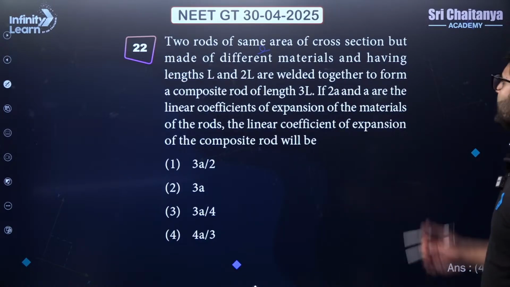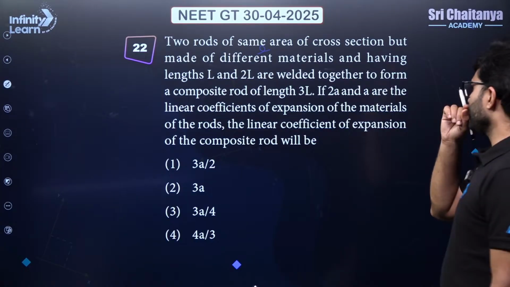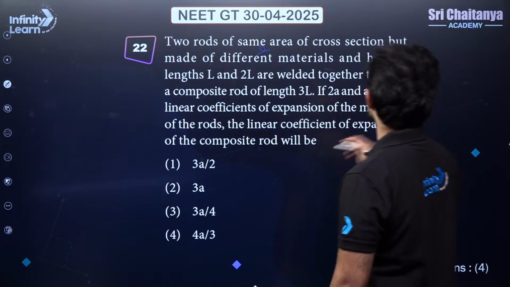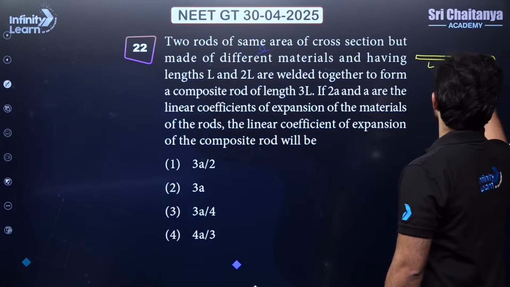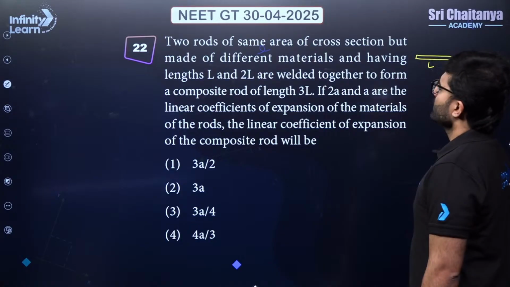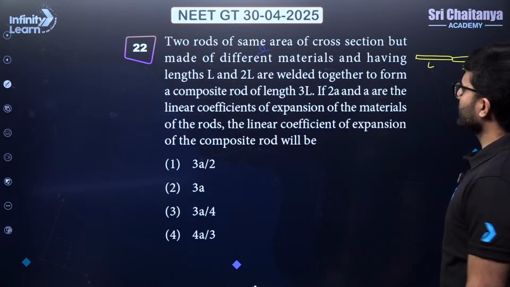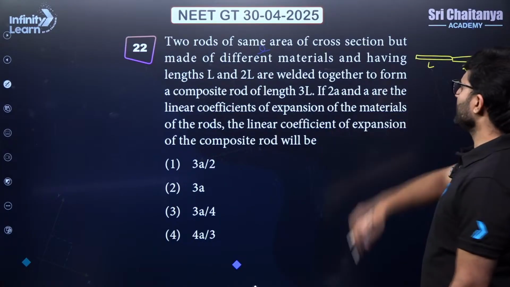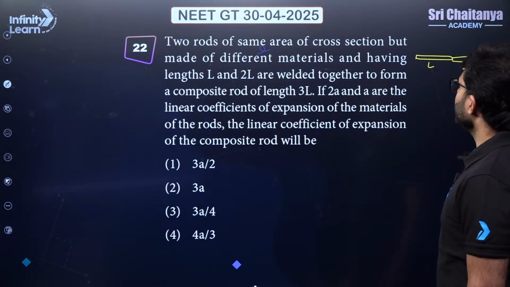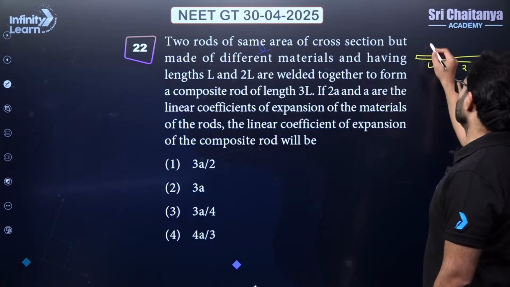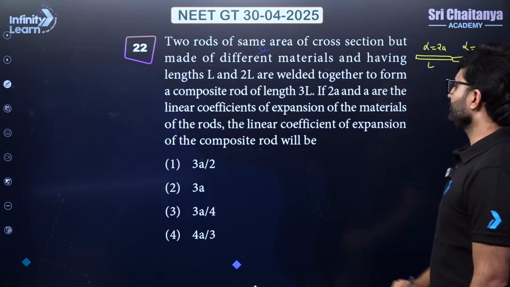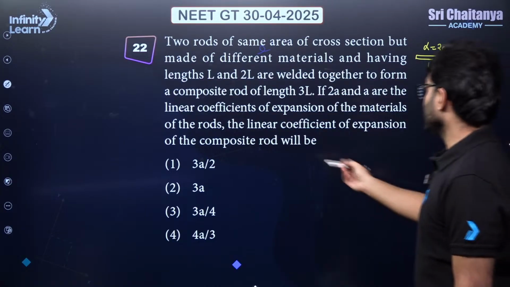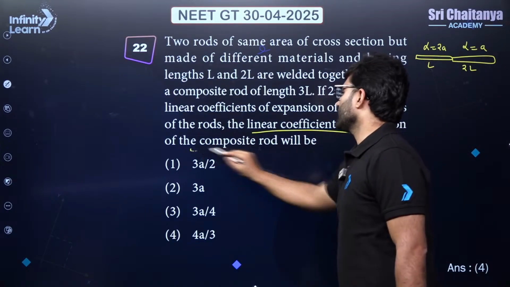Two rods of same area of cross section but made of different materials and having lengths L and 2L. So we have one rod whose length is L, another rod whose length is 2L, okay fine, are welded together. So they are welded together and total length will be 3L, okay. If 2A and A are the linear coefficients of expansion, so alpha for this is 2A, alpha for this is A. Then the linear coefficient of expansion of the composite rod would be?